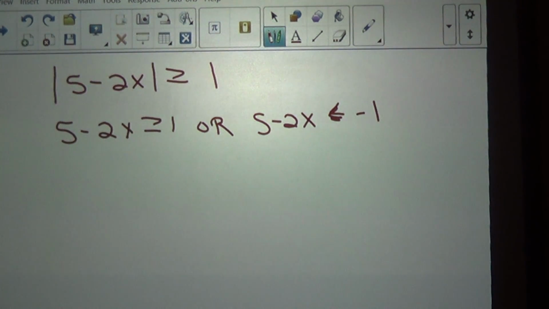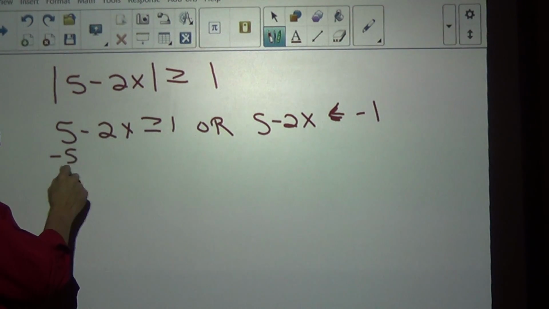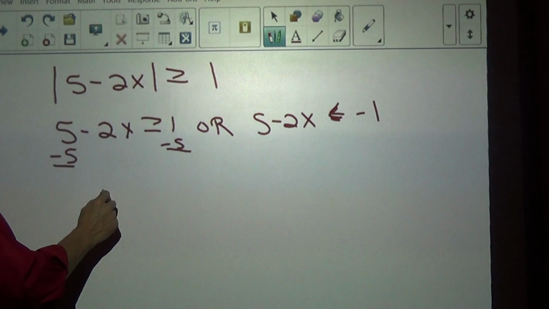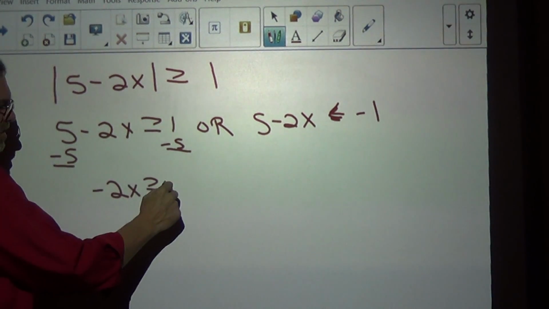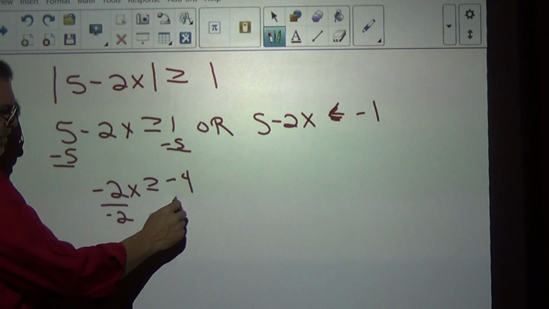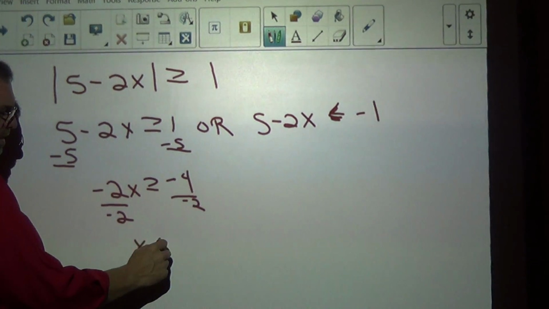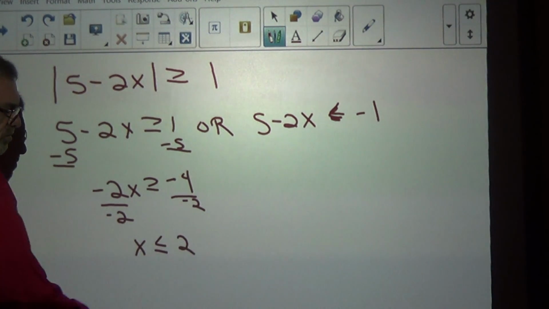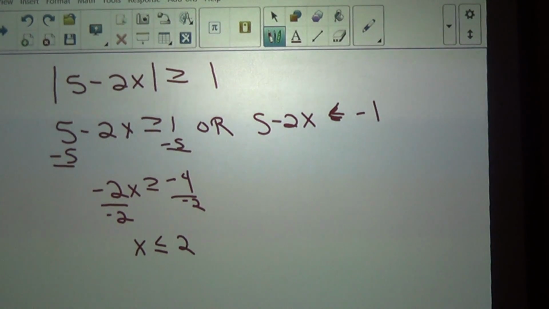We actually were doing this in my Algebra 1 class today, this same stuff. Subtract 5. -2x is less than or equal to -4. Divide both sides by -2. Flop the symbol because you divided by -2. You get x is less than 2. Go ahead.